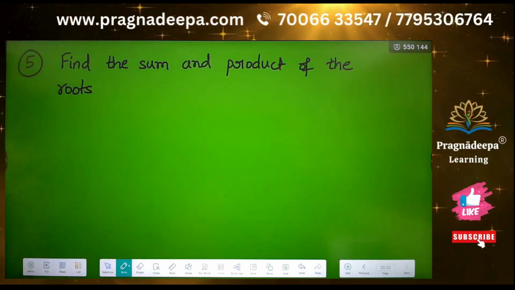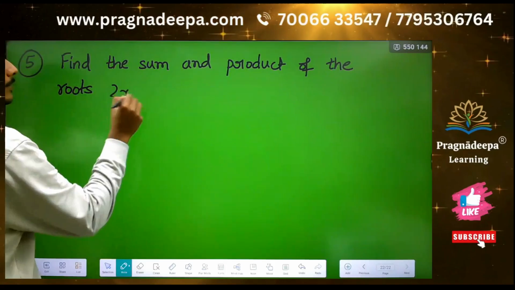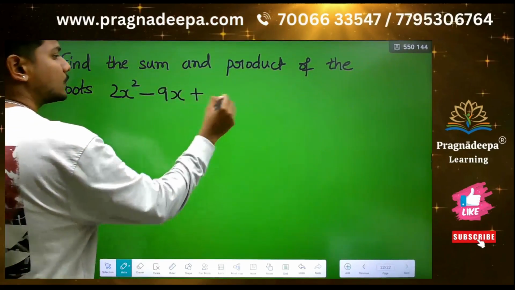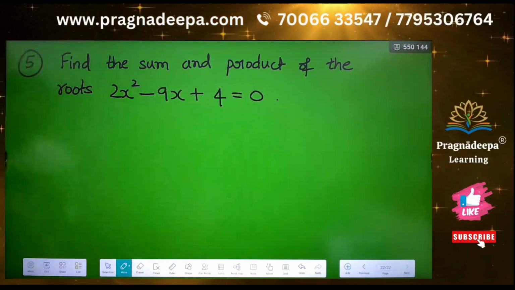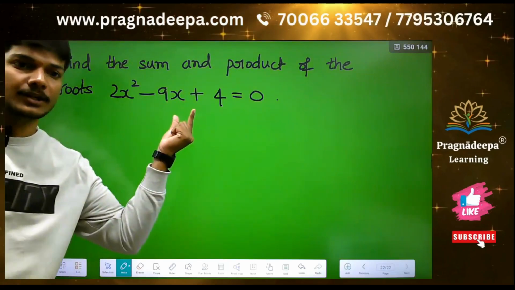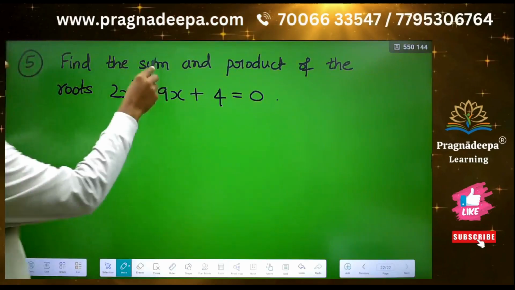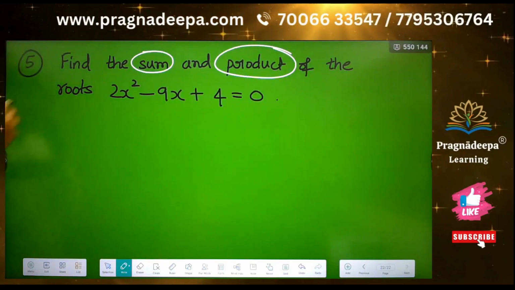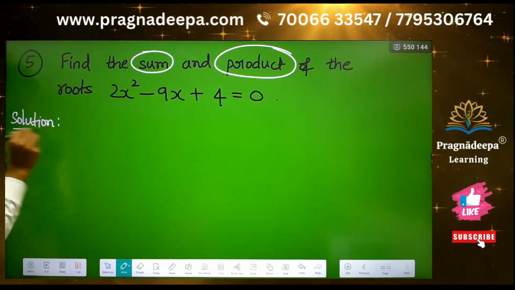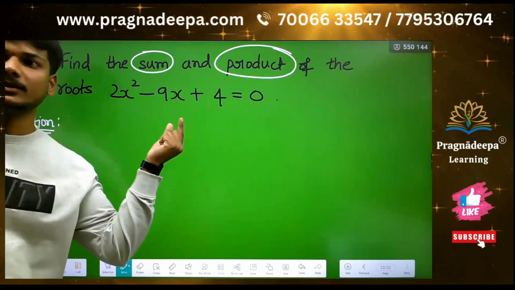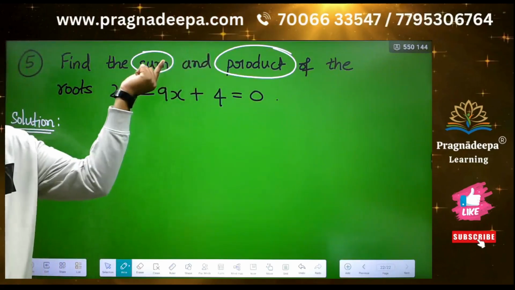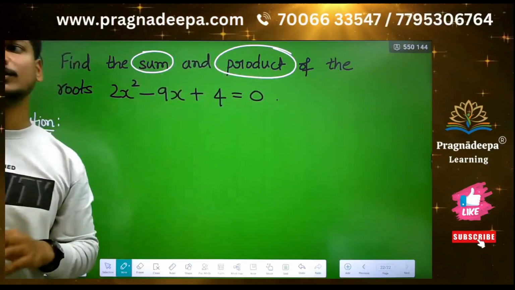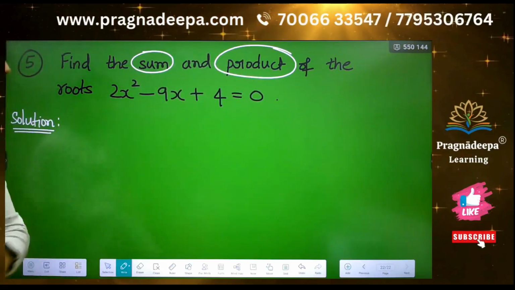So the quadratic equation is 2x square minus 9x plus 4 is equal to 0. So you need to find sum and product of the roots of this quadratic equation. So find the roots, and then find their sum and product. So you can first use the formula method to calculate the roots of this quadratic equation. Then you can find the sum of those two roots and product of those two roots.